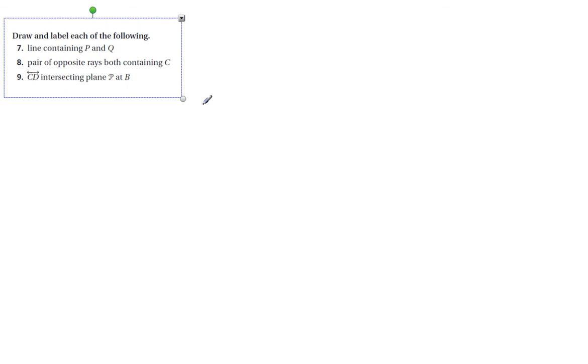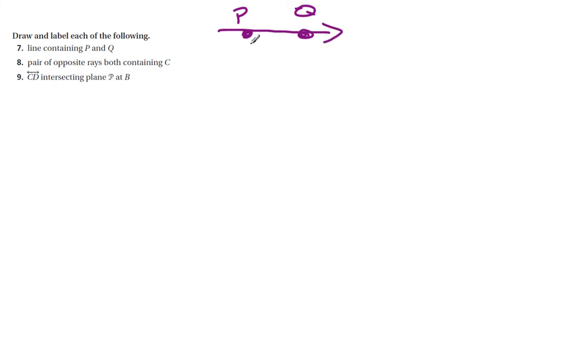Draw and label the following. Line containing P and Q. Alright. Here's P. Here's Q. And that was actually a pretty awesome line.